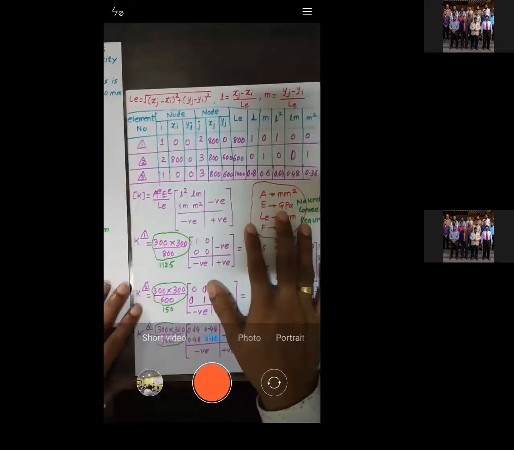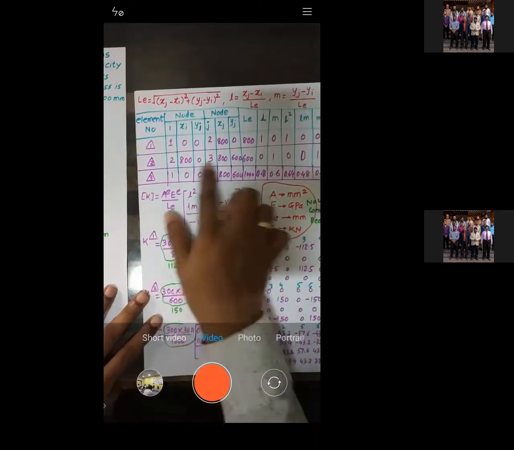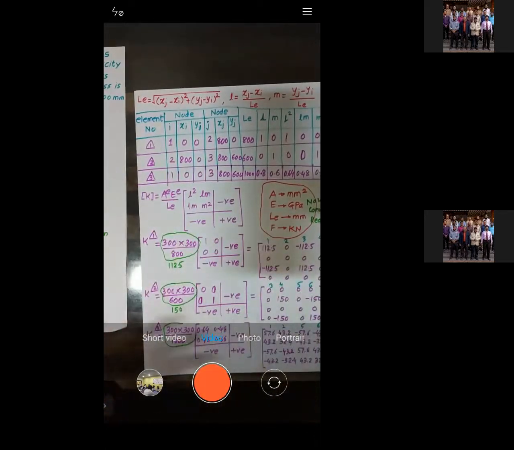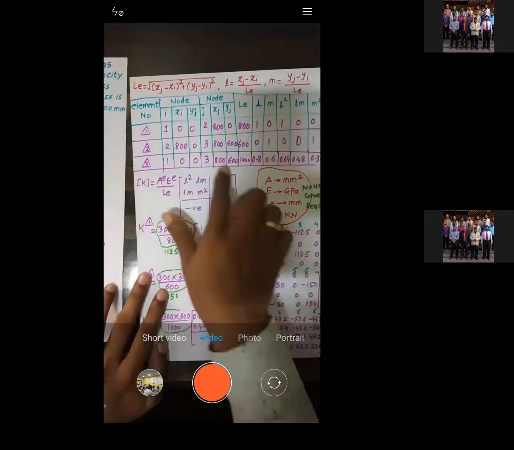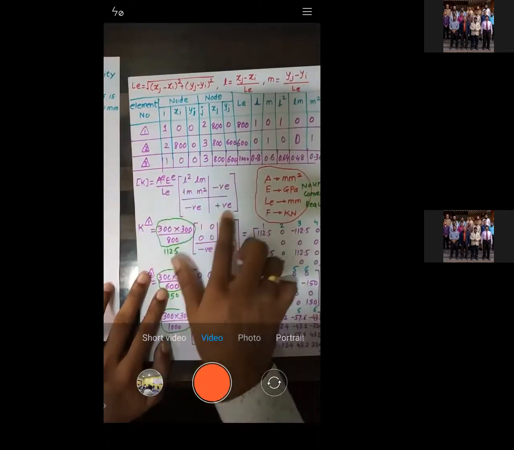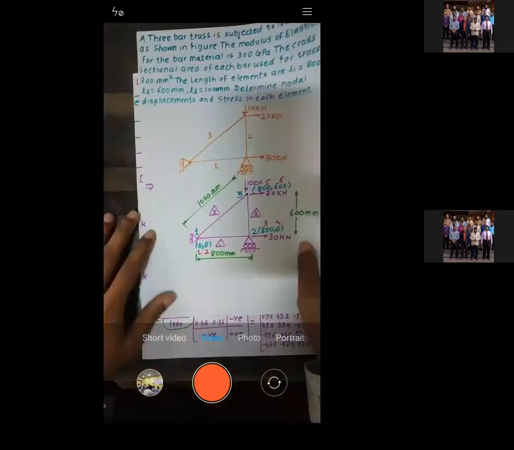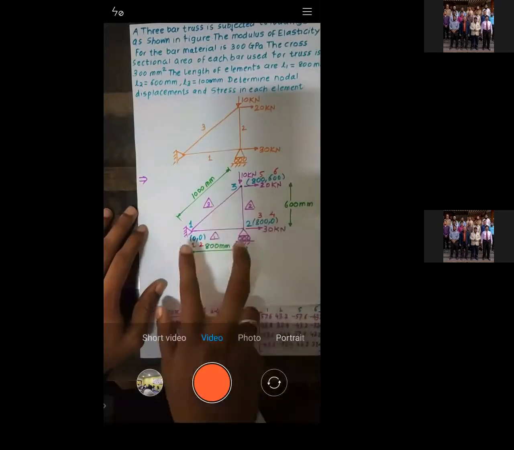Now see, this is the element stiffness matrix, and this will change as per the field. For the structural field it will be different, for the thermal field different, and for the fluid field different. You might be amazed to see the size of this matrix. This is the element matrix. For every element, whether element number 1, 2 or 3, there are 2 nodes, right?